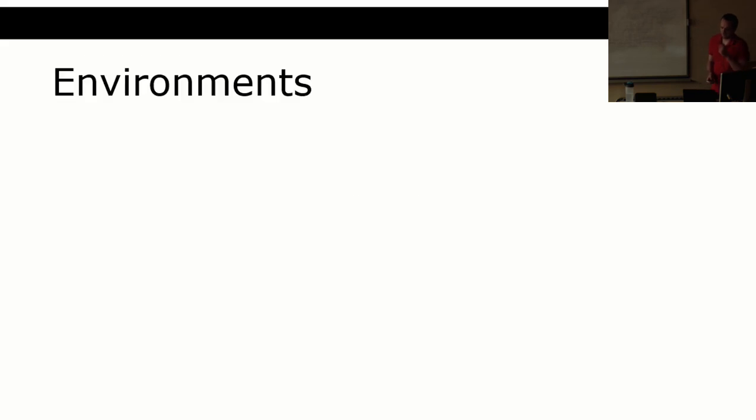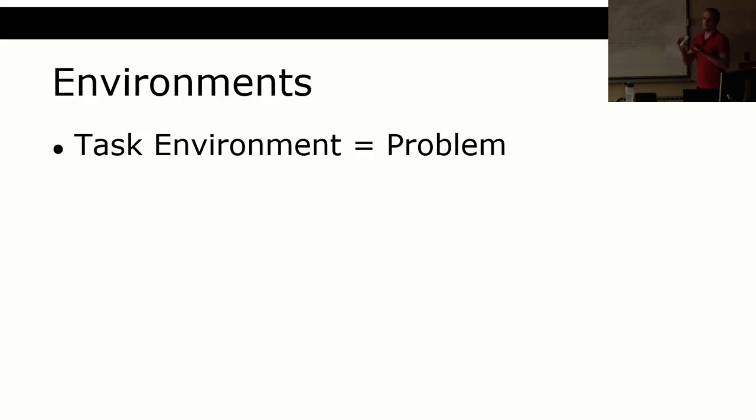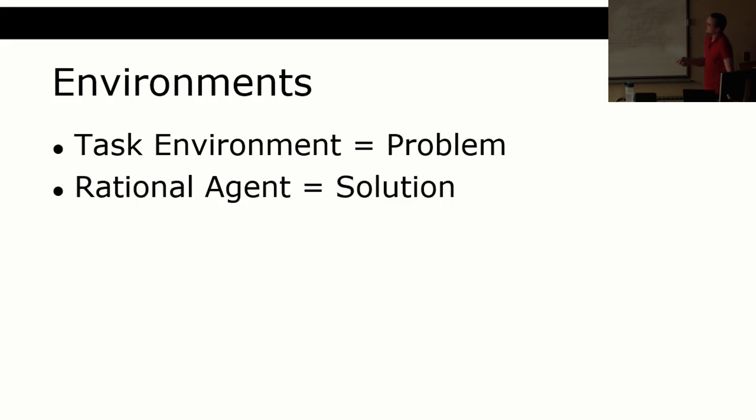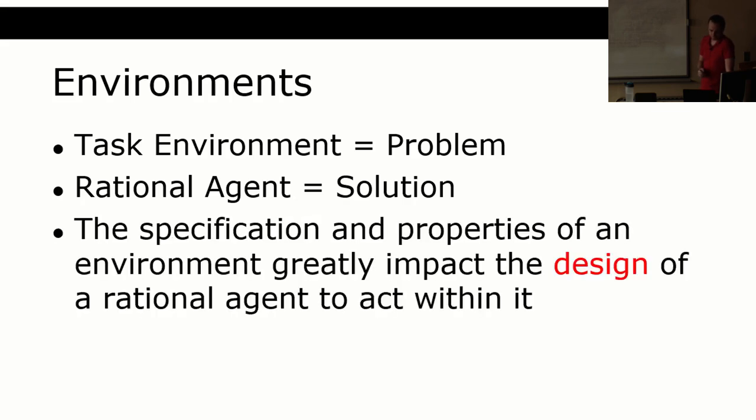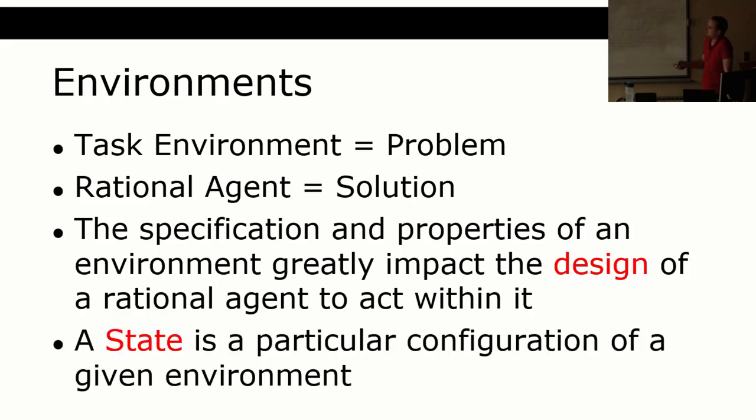Environments. So an environment that a task takes place in is essentially the description of a problem. In the next lecture, we'll talk really specifically about how to form a well-defined problem. A rational agent is then a solution to that problem. The specification and properties of an environment greatly impact the design of a rational agent to act within it. And remember that a state is a particular configuration of a given environment.